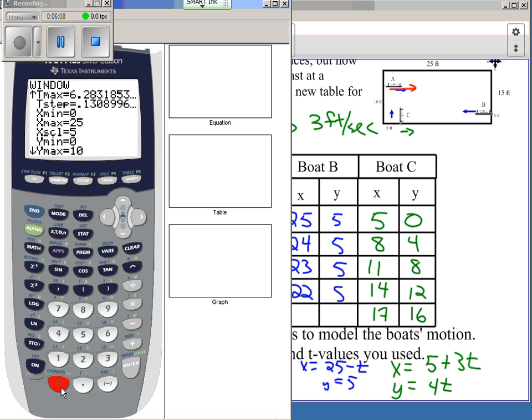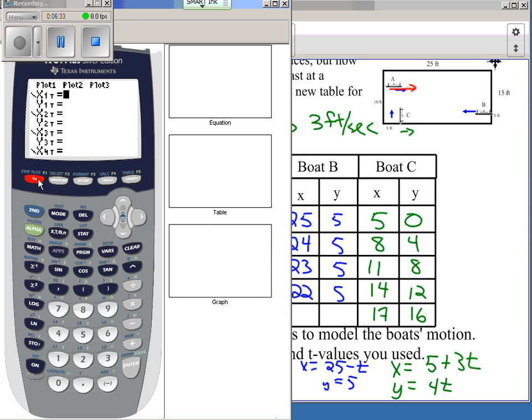And what about our time? How long do I need for the longest one? Well, boat B is going to take the longest time since it's fighting the wind. It's really only moving 1 foot per second, and so to go 25 feet is going to take it 25 seconds. So I want to see at least 25 seconds to see all of boat B's motion.